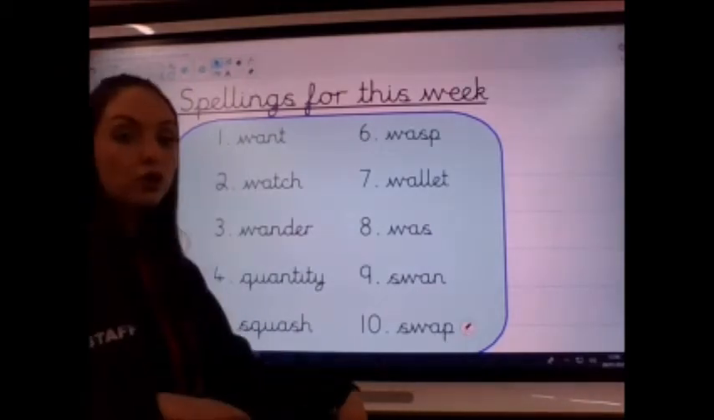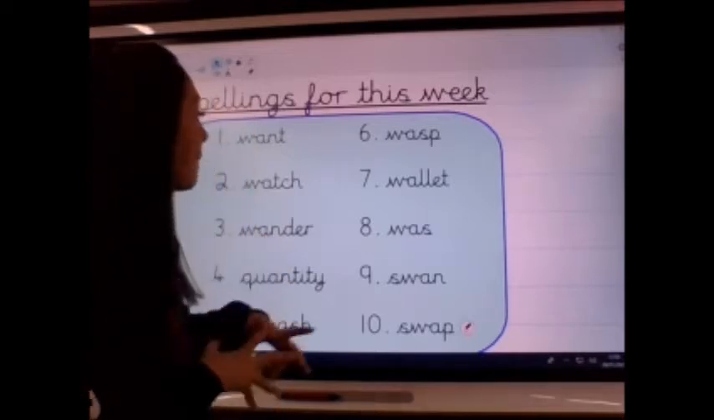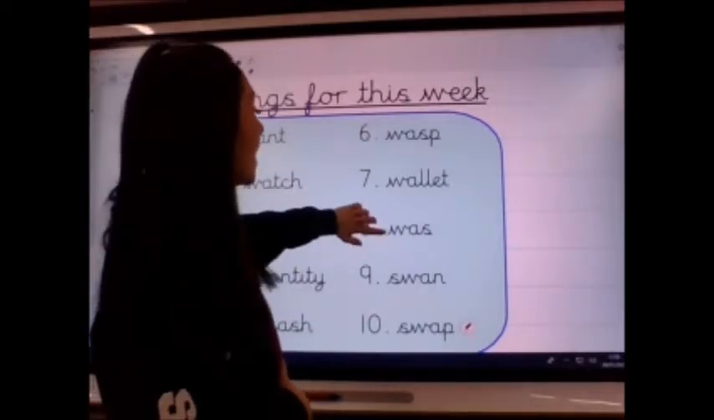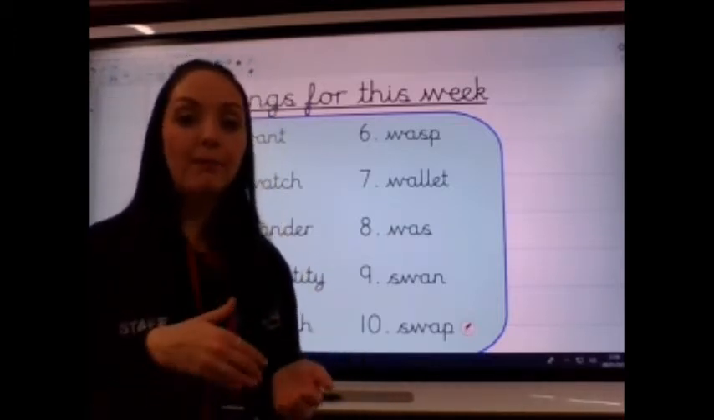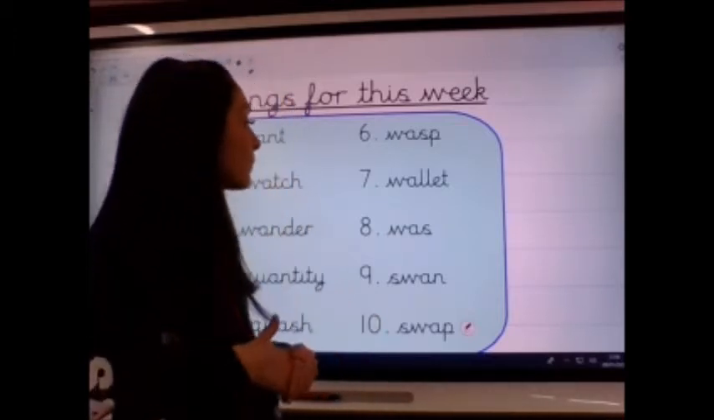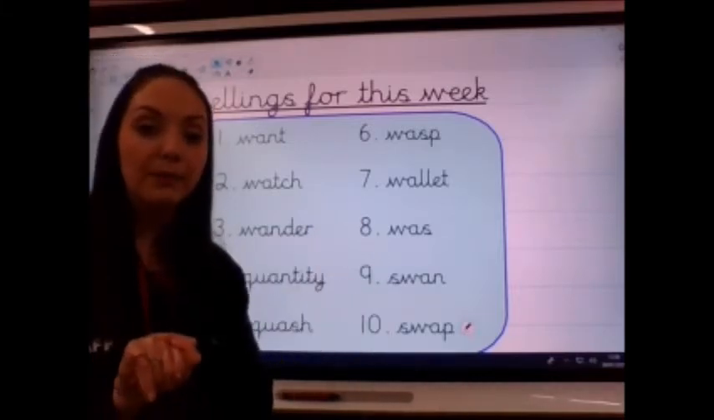Squash, I think we all know what squash is, when you squash something, or there's a sport called squash, isn't there? Wasp, we all know what that is. Wallet. So wallet is like something that you might put money in, a bit like a purse. Was, swan and swap. I think we know what they mean.